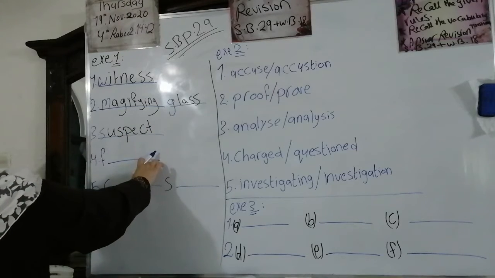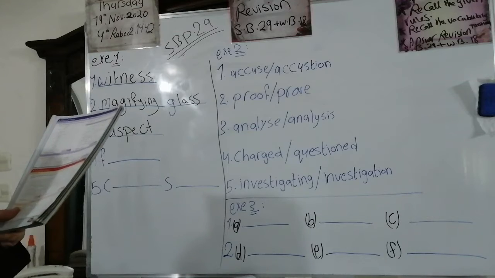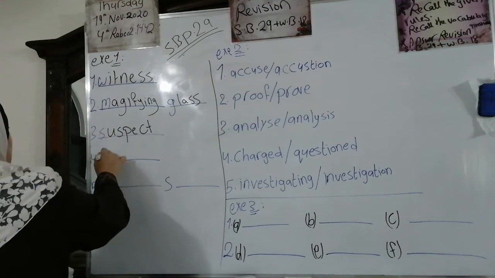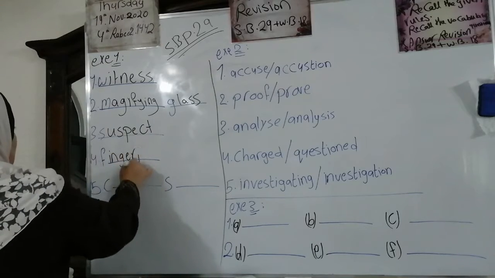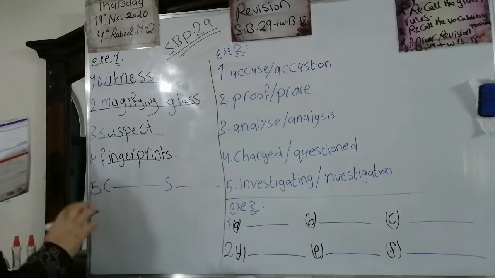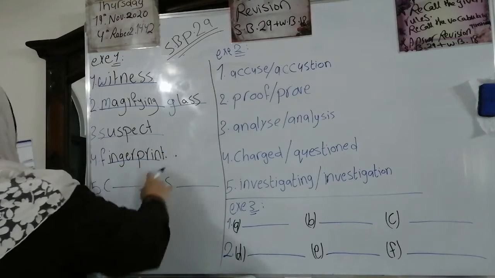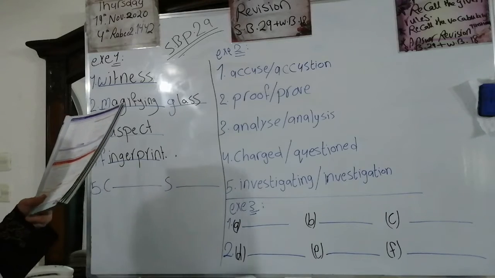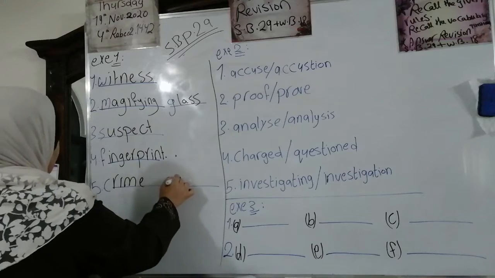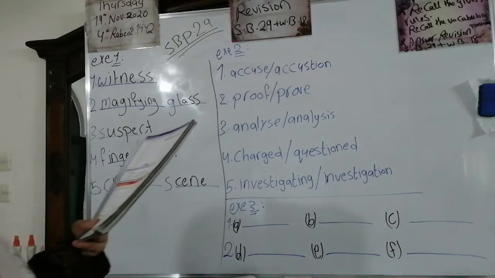Okay. Number 4, it's the mark that you leave when you touch something with your hands. What is it? Fingerprint. Correct or not? Fingerprints. Okay. Number 5, it's the place where something bad happened, which is crime scene. Okay, crime scene. Let's move to exercise number 2, detective work.